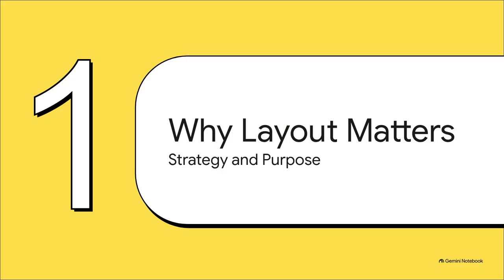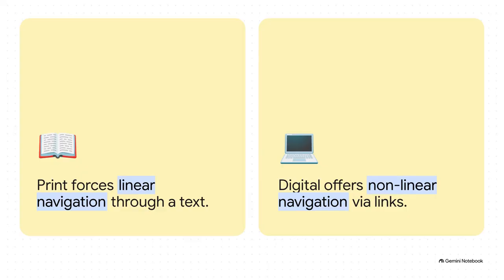All right, diving right into section 1, why text layout matters, focusing on strategy and purpose. So both digital and print texts deliver information, right? But their layouts completely change how you travel through that info. Print basically forces you to read linearly. You go page by page, logically following the author's intended path, straight from start to finish. Digital, on the other hand, gives you nonlinear navigation. It lets you scroll endlessly, jump around using menus, or click links that catapult you to entirely different websites.